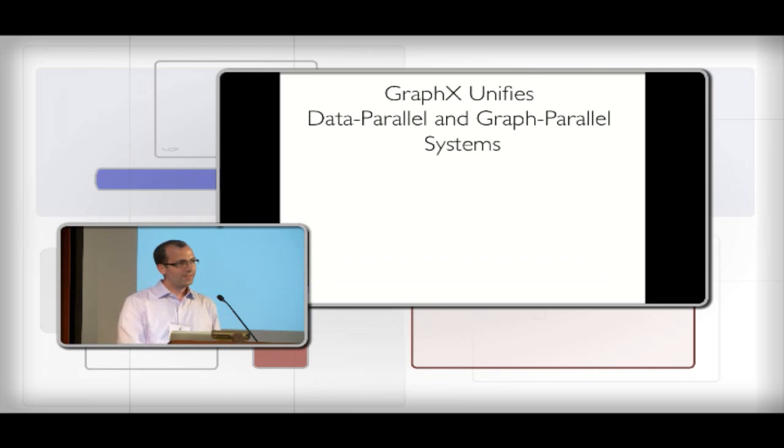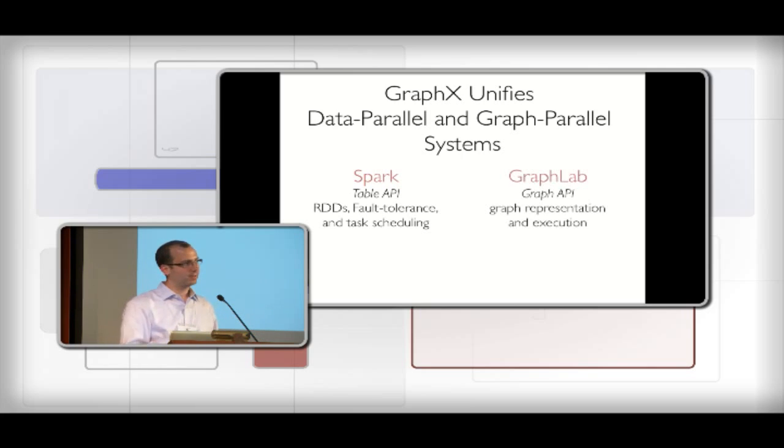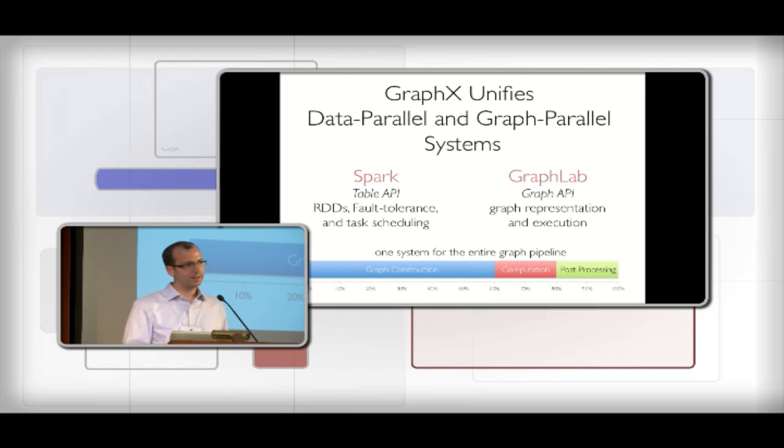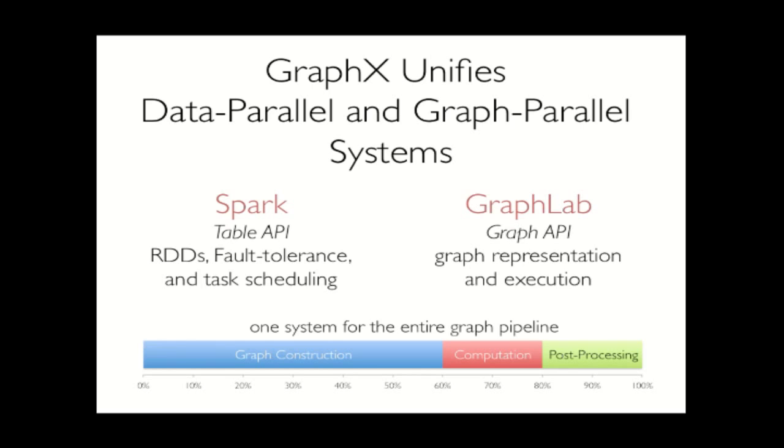All right, and so GraphX, the project, tries to unify the data parallel and graph parallel view of these systems. So from Spark, we bring in the table API, the RDDs, fault tolerance, and task scheduling, which are really powerful aspects of Spark. And we combine that with the GraphLab technology, the ideas we developed in the GraphLab research, the Graph API, the graph representation, and efficient execution strategies. So we combine these two. And by doing that, we'd be able to build a single system that can address the entire pipeline.